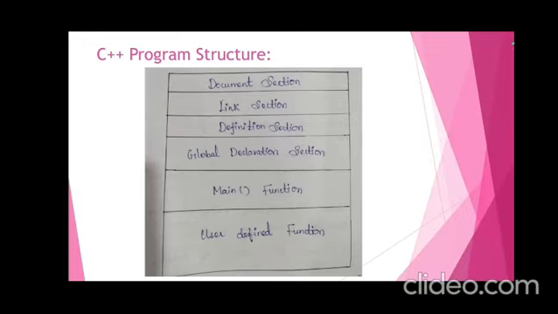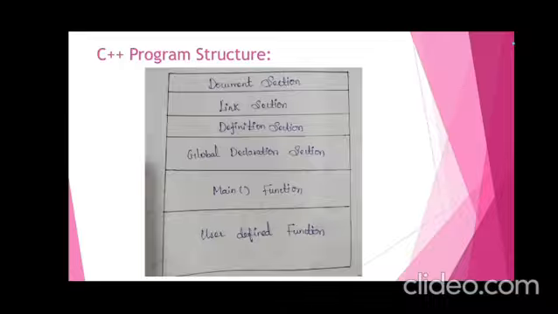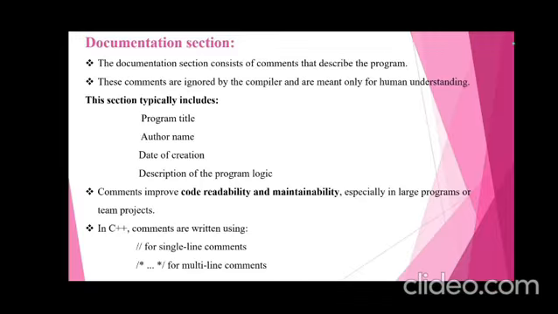And the next one is C++ program structure. C++ program structure contains 6 sections. They are document section, link section, definition section, global declaration section, main function and user defined function. The first section is document section.